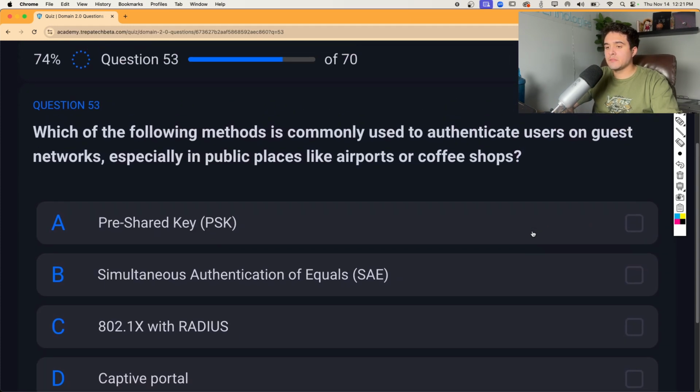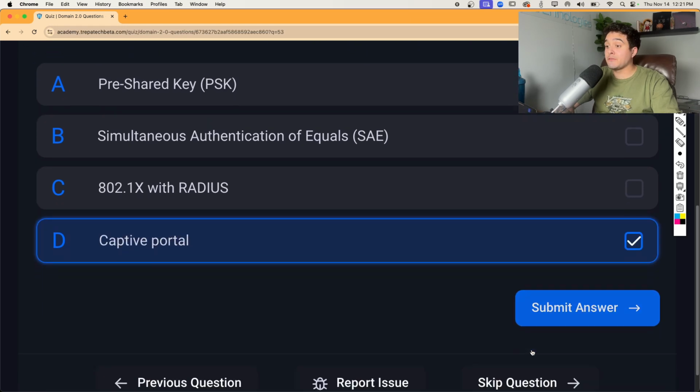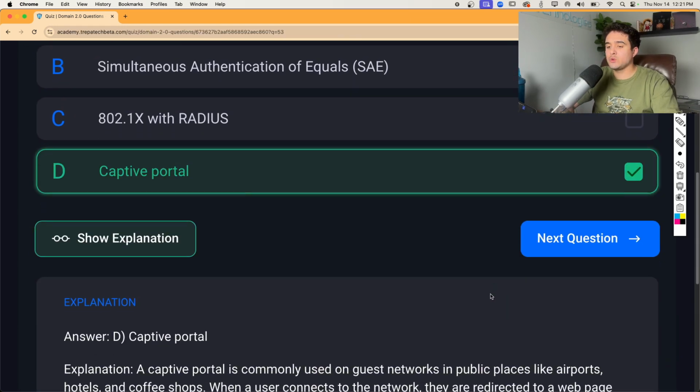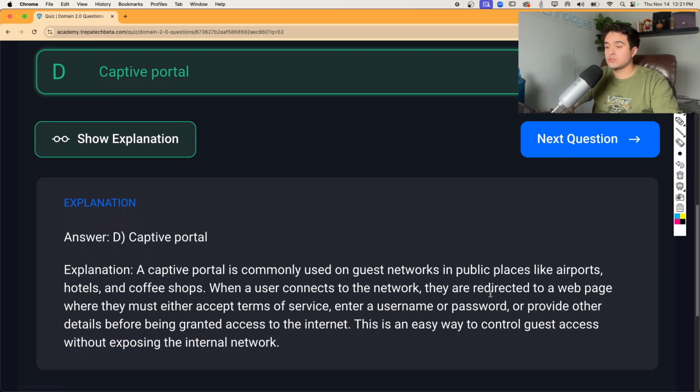Question 53. Which of the following methods is commonly used to authenticate users on guest networks, especially in public places like airports or coffee shops? That's going to be our captive portal. Talked about this already, but that's a way to authenticate guest users to access your wireless network.